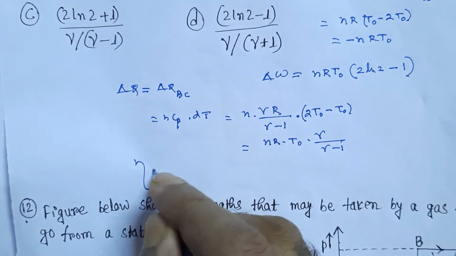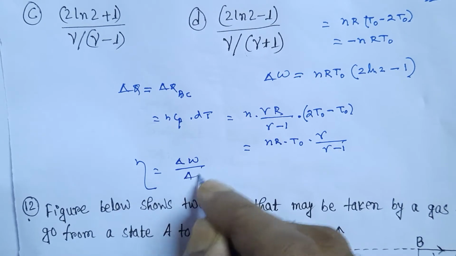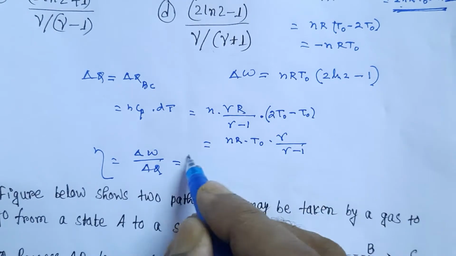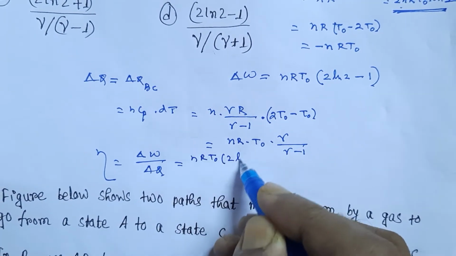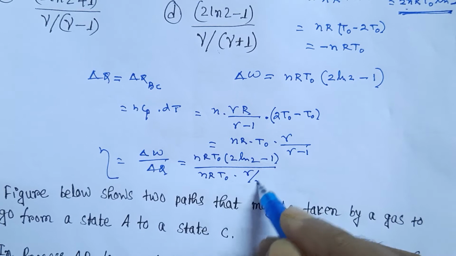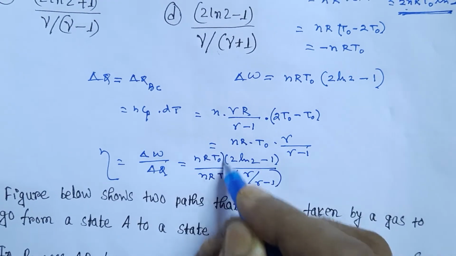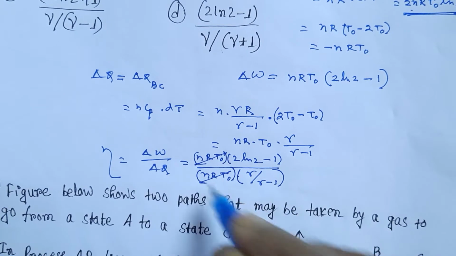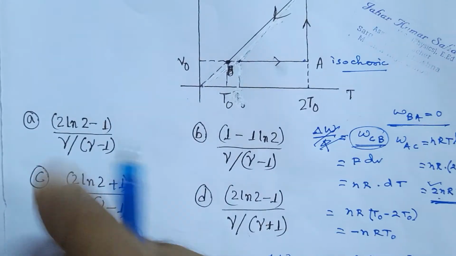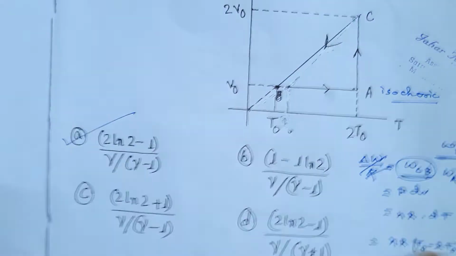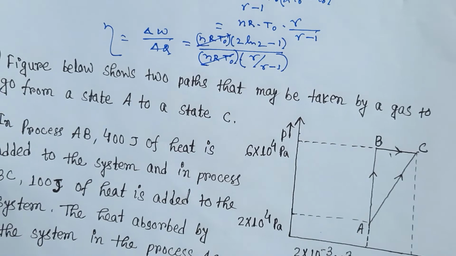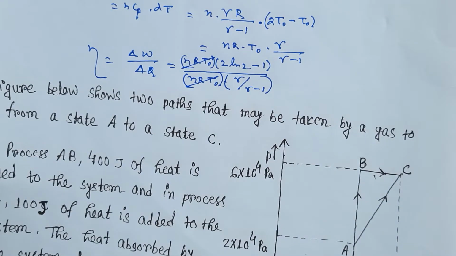So the efficiency eta equals delta W by delta Q, which is nR T0 into 2 ln 2 minus 1, divided by nR T0 into gamma by gamma minus 1. nR T0 cancels out from numerator and denominator. So the answer is 2 ln 2 minus 1 by gamma by gamma minus 1. That is option A, the correct option. So the answer to question number 11 is A. Now let us see question number 12. What does it say?